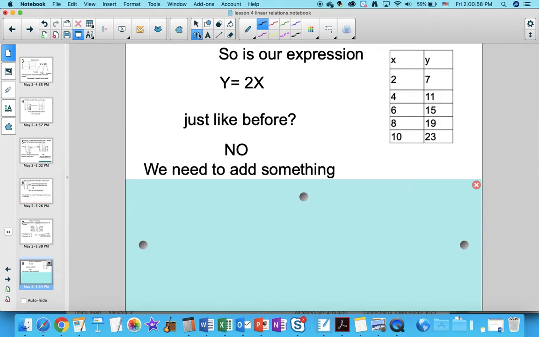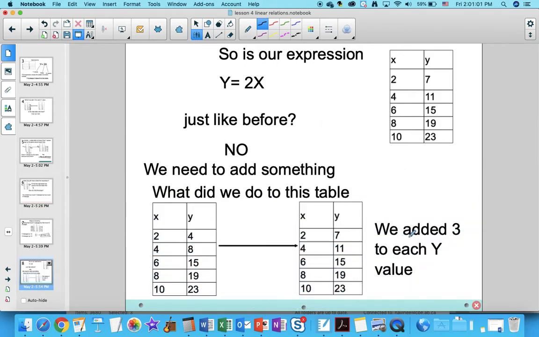Now, some of you are already ahead of me. You realized, well, we added 3 to each value, didn't we? This table, the original table, oh, sorry, it's not the original. Let me fix that. There's our original table. It went from 12, 16, 20. Our original table, right, went from y equals 2x to something else. We added 3 to each y value. So if we just add 3 to our pattern, wouldn't that work?